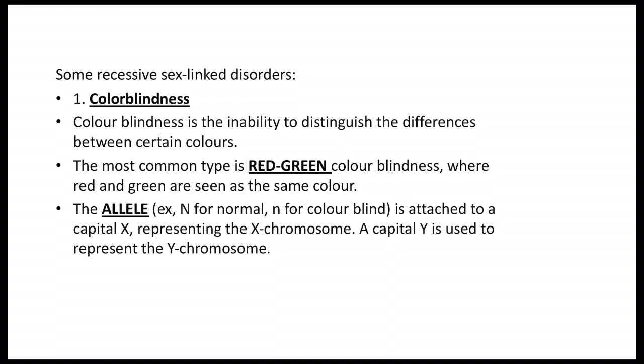The allele, for example, N for normal and little n for color blindness, is attached to the capital X, representing the X chromosome. A capital Y is used to represent the Y chromosome. We don't show an allele on the Y because there is no corresponding allele on that Y to block the recessive trait. So notice that there is no allele on the Y.